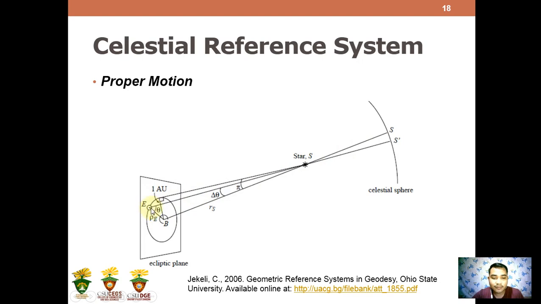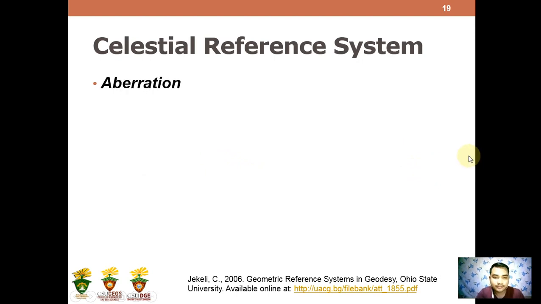For example, this is our point, or here we are observing at a certain part of the Earth. So there is a change, or there are differences. So that's also what explains what proper motion is.